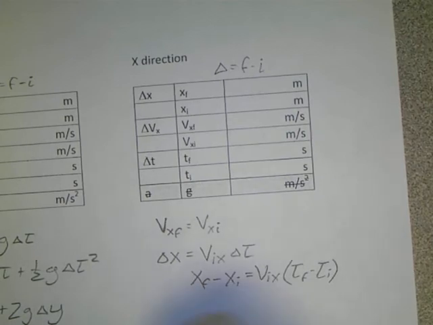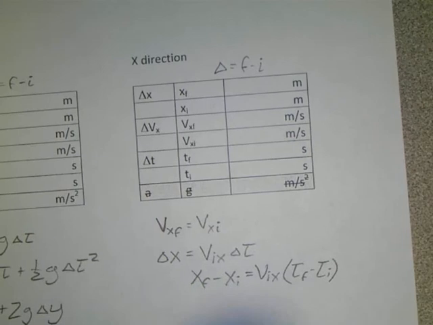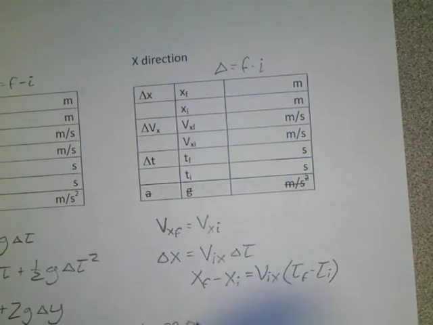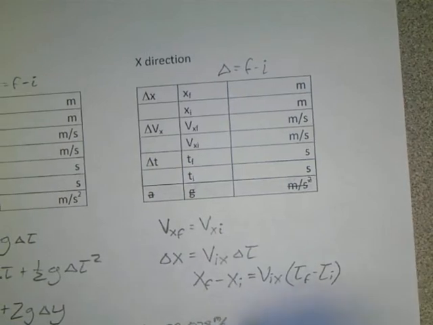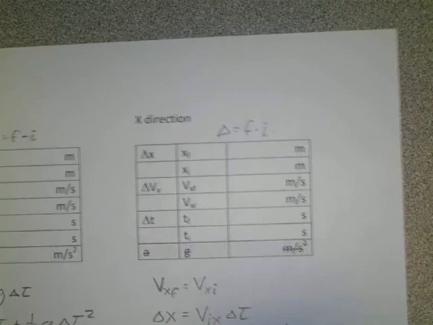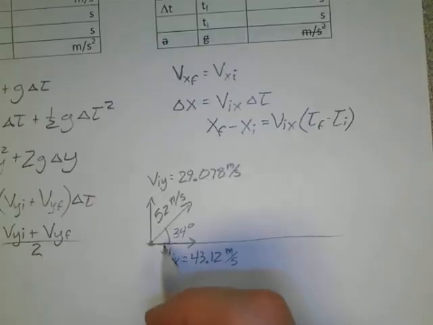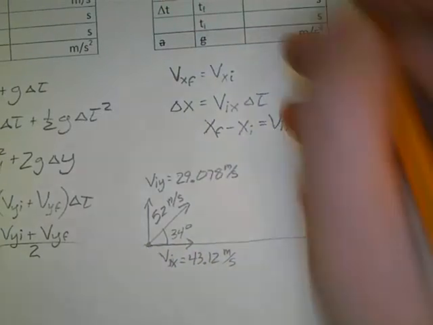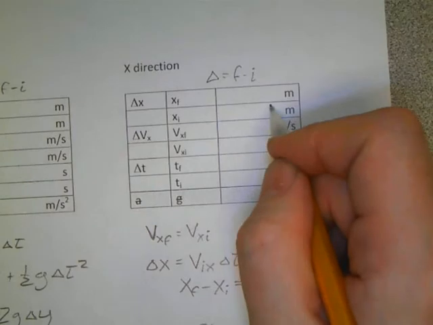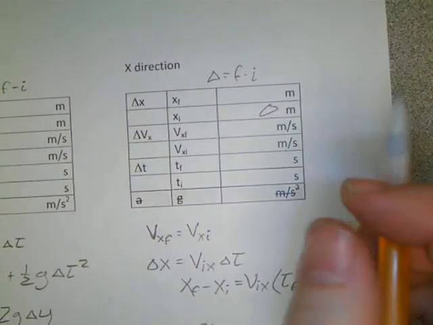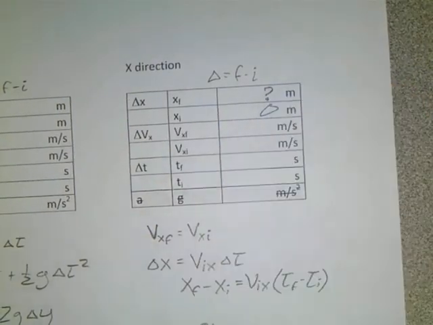I also know that vertically it's going upwards at 29.078 meters per second. I'm going to say it starts out at 0 position. I need to find out its final position.